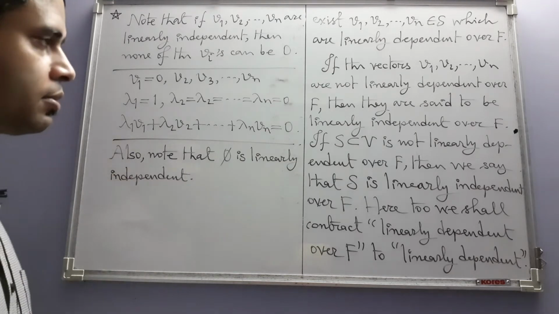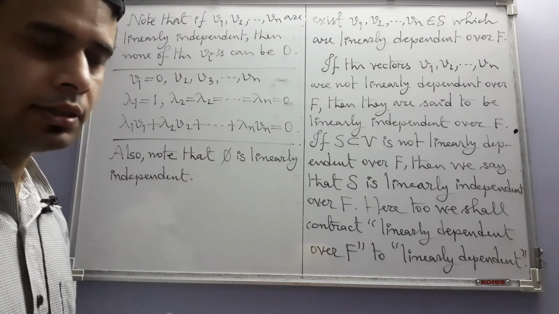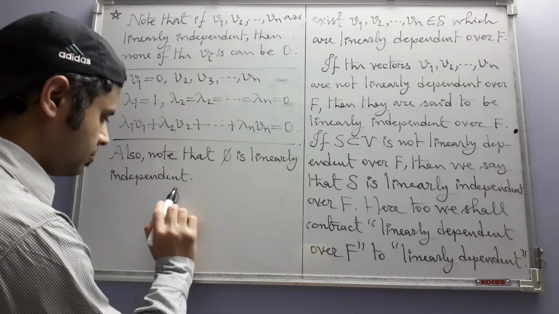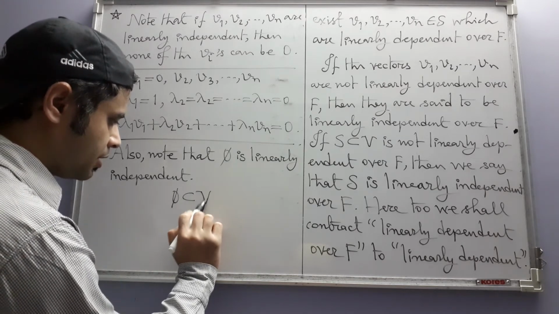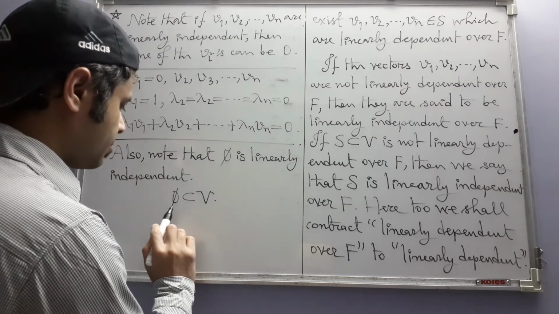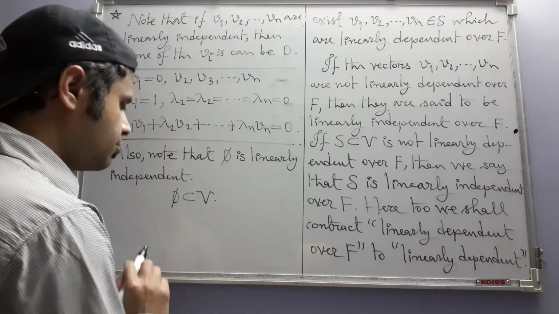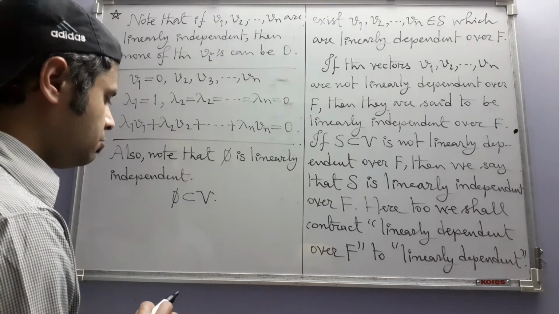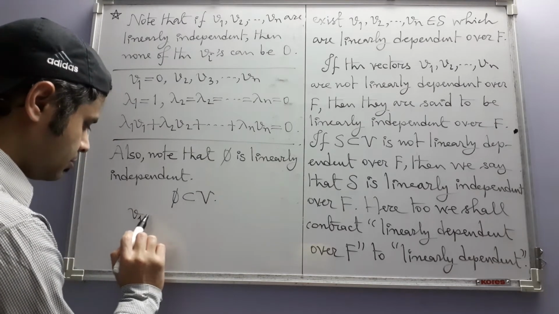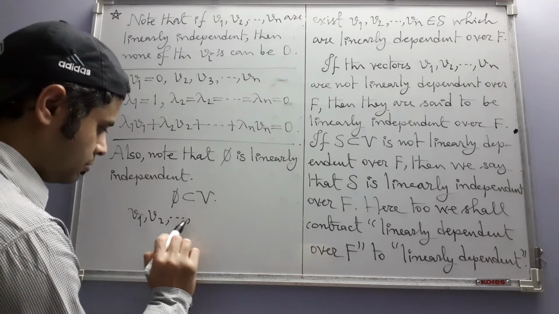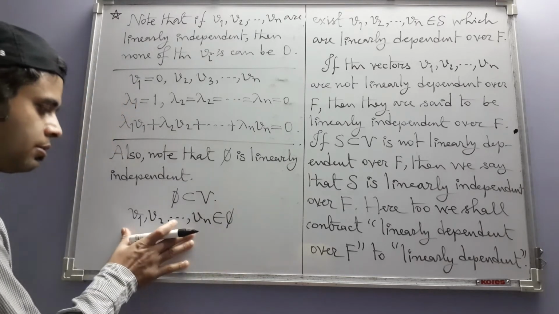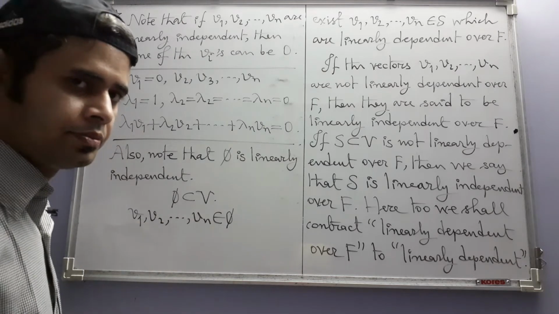Why? According to our extended definition, the empty set first of all is a subset of a vector space. No, it's a subset of any vector space. For this to be dependent, we should be able to find some vectors in the empty set that are dependent.